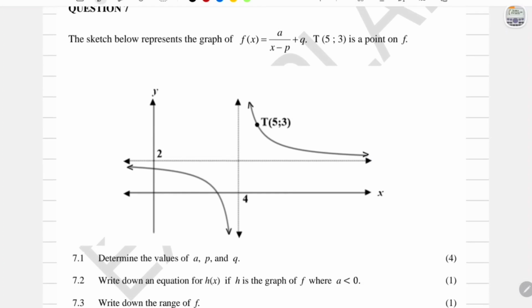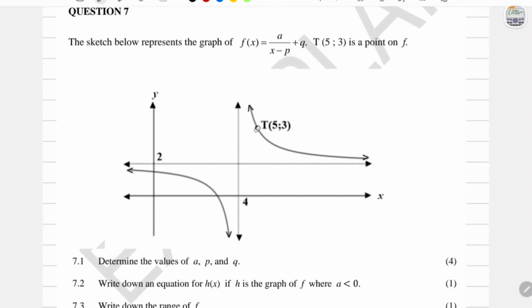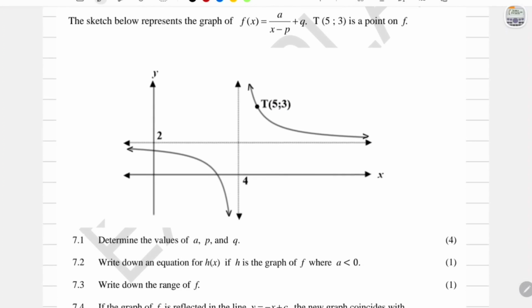So they've not only given you the point t, they've actually given you more than that. As you can see, they're showing you the asymptotes. This is your vertical asymptote. The equation of the vertical asymptote is, remember, it passes the what axis? The x-axis. So it starts with x is equal to whatever number it passes the x-axis at, which is 4.